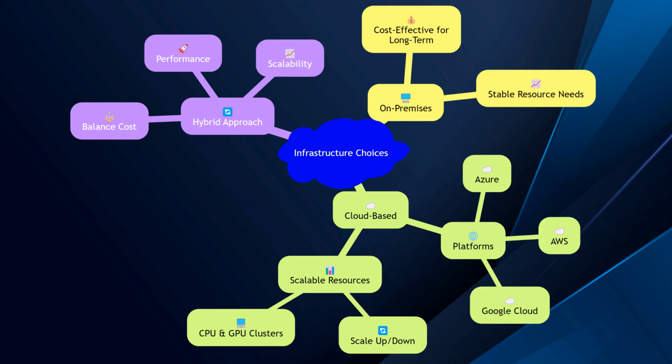For instance, Azure Machine Learning provides various compute options, including CPU and GPU clusters, which can be easily scaled up or down. On-premises solutions might be more cost-effective for long-term projects with stable resource needs. The key is to balance cost, performance, and scalability to meet the job's demands.